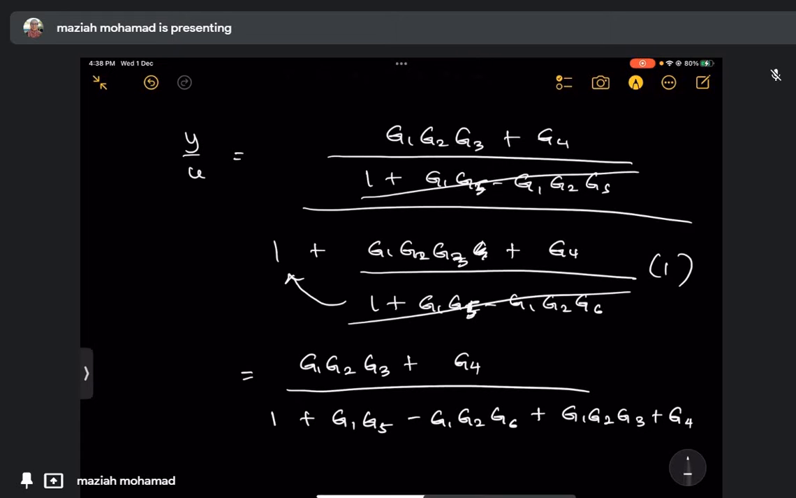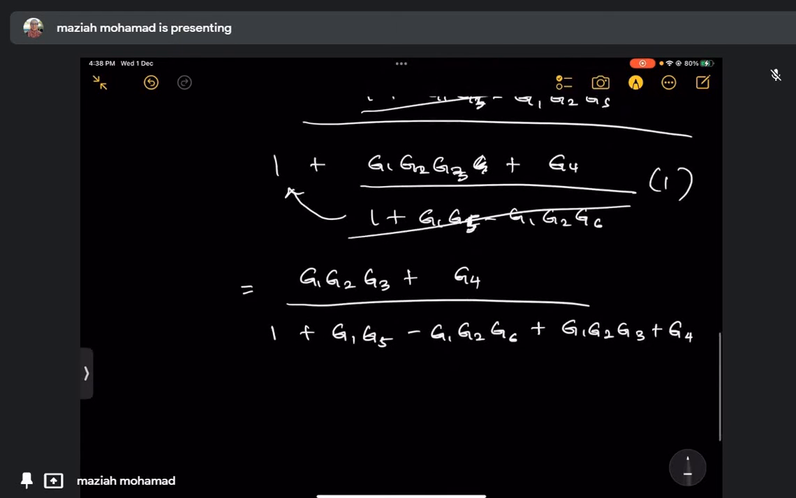So that will be the determinant. G4. G1 G5, G1 G2 G6, G1 G5, G1 G2 G6, G1 G5, G1 G2 G6. Then we have another G1 G2 G3.